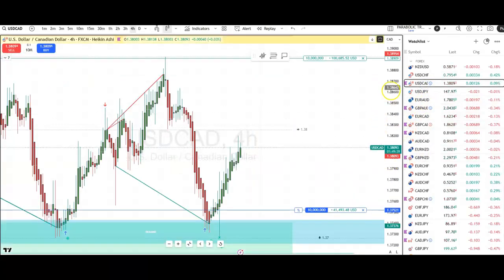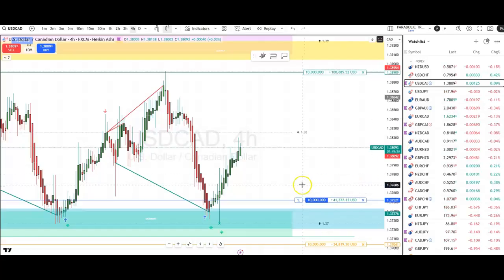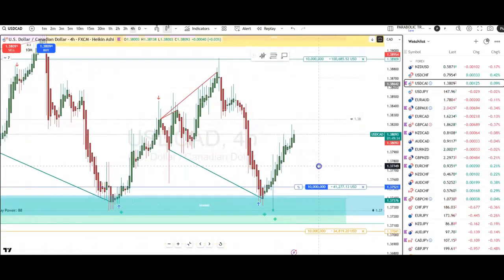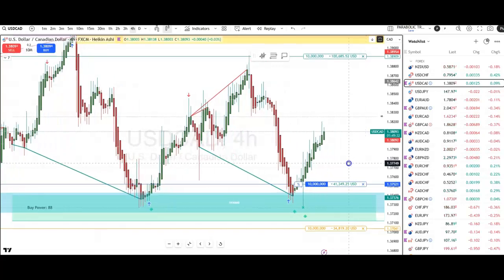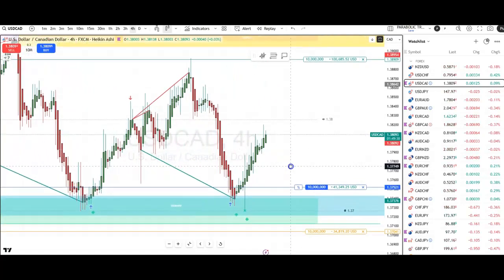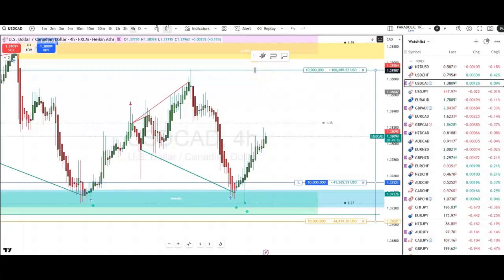US Canadian looking good on a buy power of 88. My God, I haven't seen that for a while. For a few years I haven't seen that. So a stronger dollar is highly likely up to this area here at 138.90.